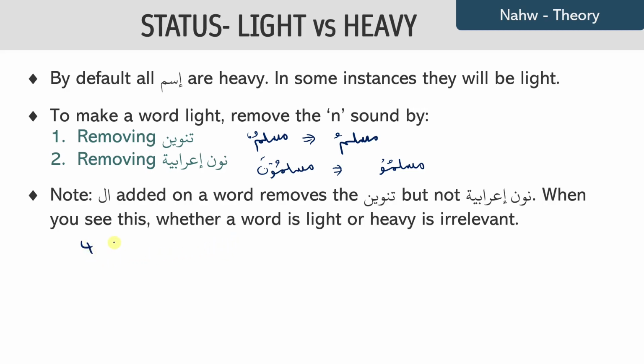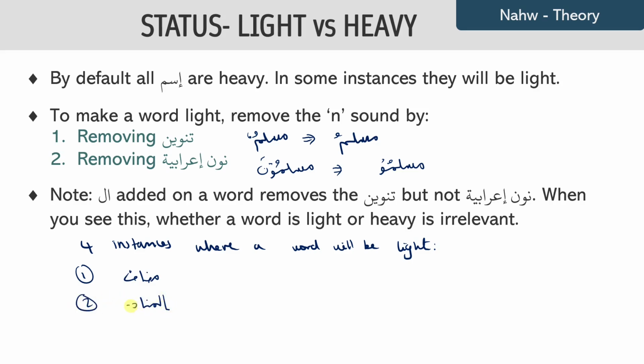So there are 4 instances where a word will be light. So we've said that by default every word is heavy. So then when is a word light? So a word is light when it is a mudaf, and I have literally mentioned it in the exercise. When it is al-munada, this is the word being called. So when you have the word, for example, when you have Oman, man will be light.